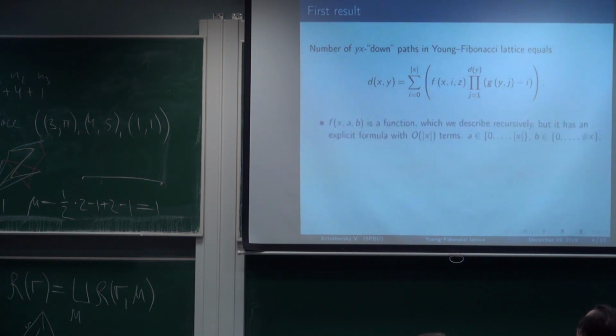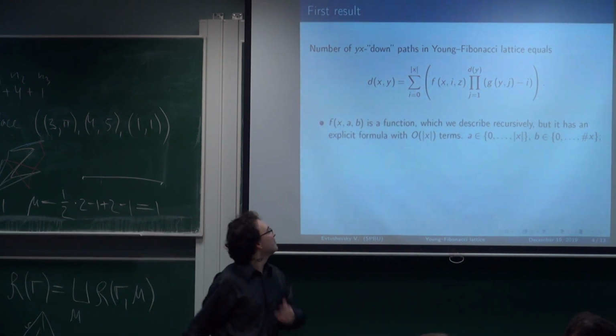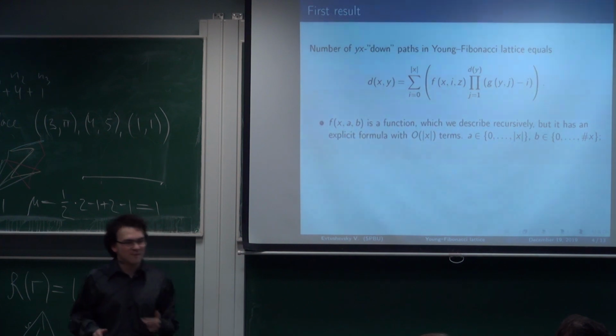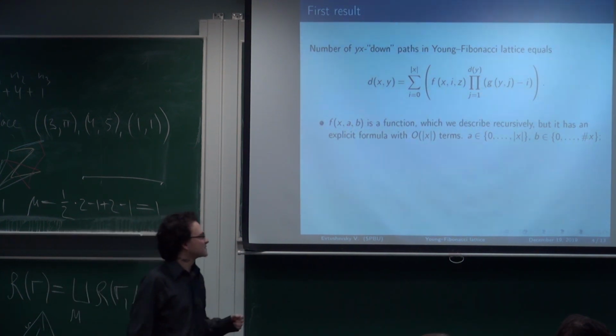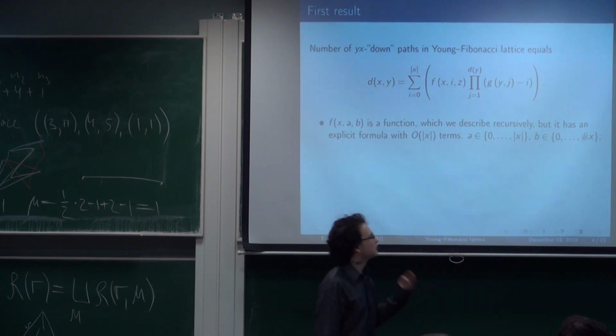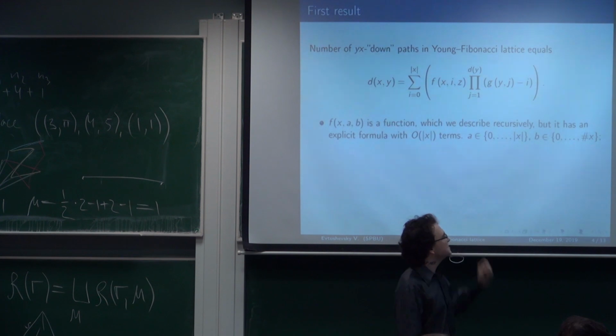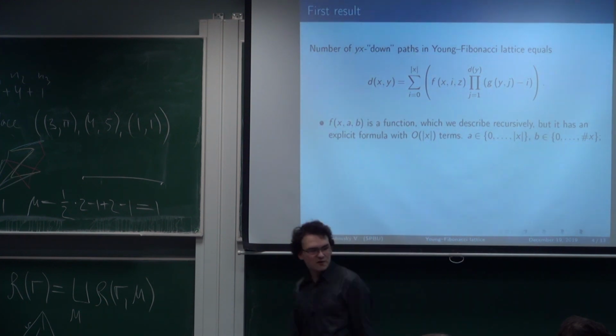What is it? Here, f is a function which we describe recursively, but it has an explicit formula with O of modulo of x terms. Here a is an integer from 0 to the modulo of x, and b is an integer from 0 to the number of digits of x.